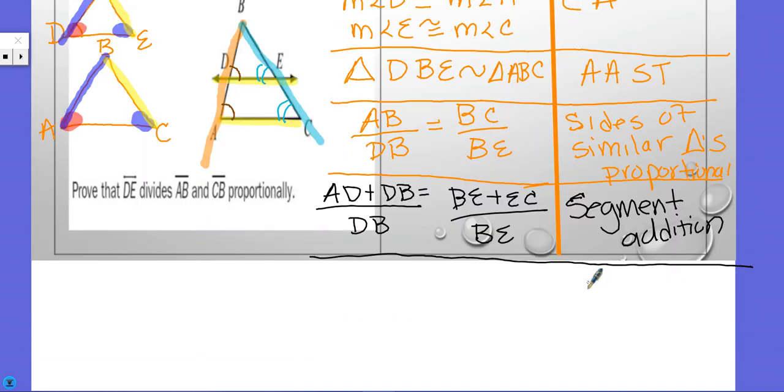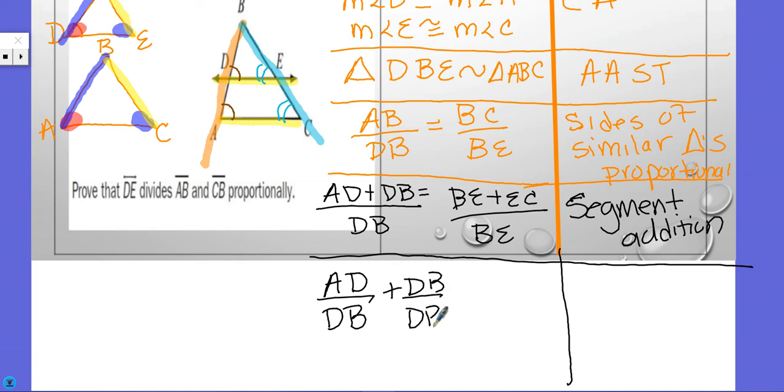And then if you look here, these two can cancel each other. Well, wait, let me not say that yet. We're going to rewrite this as two separate fractions: AD over DB plus DB over DB. And this equals BE over BE plus EC over BE. We're just rewriting these so each numerator gets its own denominator. That's all we're doing, just rewriting fractions.